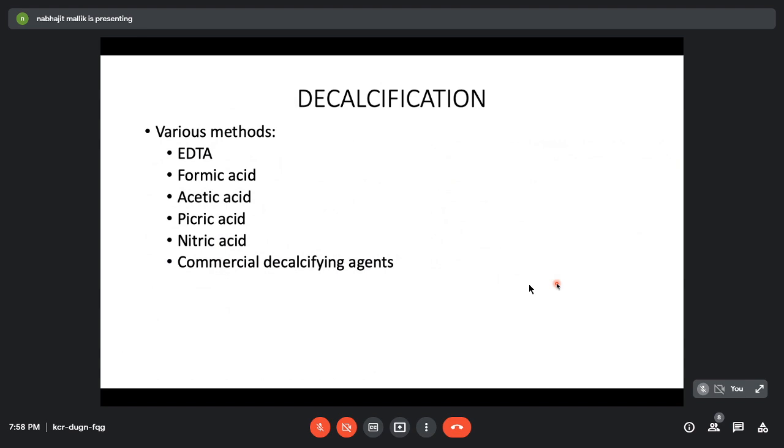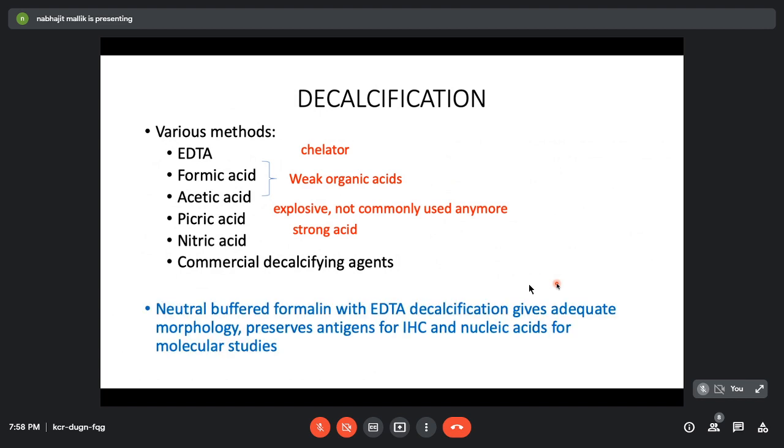When we are doing paraffin embedding, the next step becomes decalcification, and various methods of decalcification, that is making the bone soft, are used. We have EDTA, formic acid, acetic acid, picric acid, nitric acid, and some commercial decalcifying agents. EDTA is basically a chelator, formic acid and acetic acid are weak organic acids, picric acid is an explosive that is not commonly used anymore, and nitric acid is a strong acid. Neutral buffered formalin with EDTA decalcification gives adequate morphology, preserves antigens for IHC and nucleic acids for molecular studies. So this is a very commonly used decalcifying method.